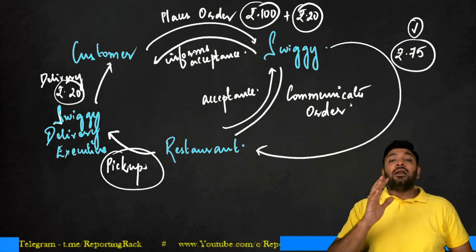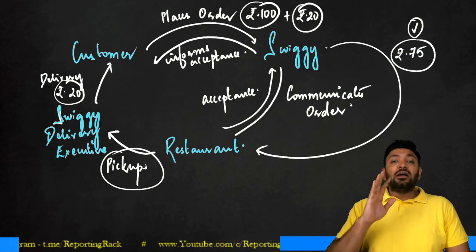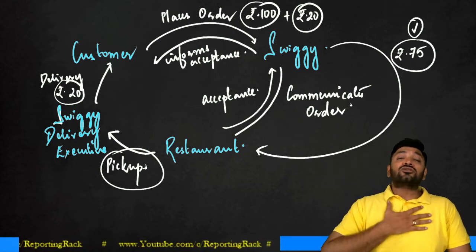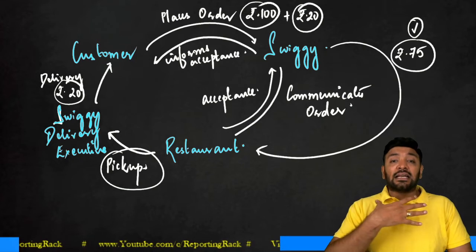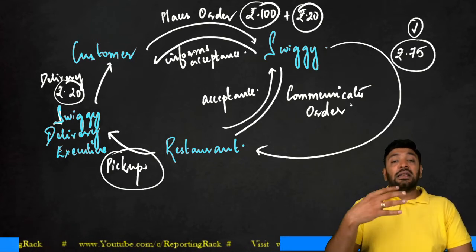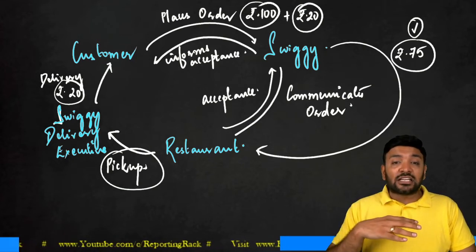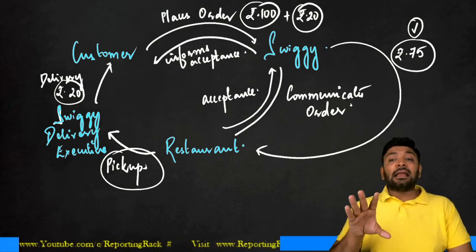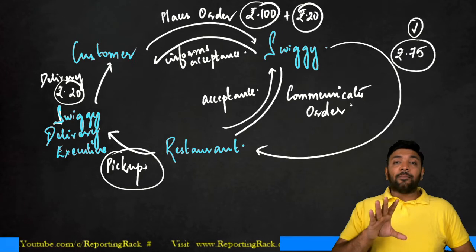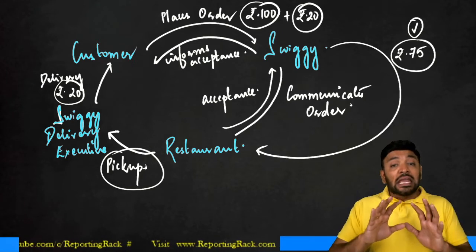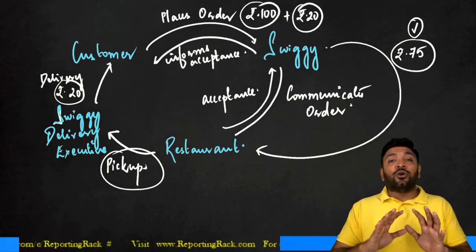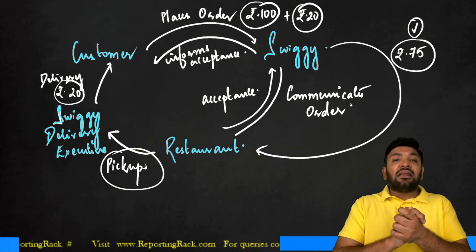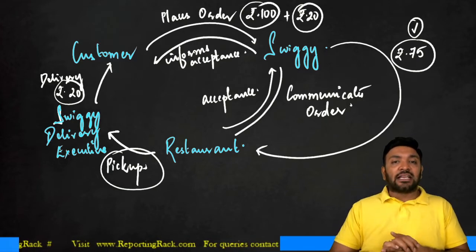Clear? Look at the restaurant's perspective. Though you might have ordered 100 rupees of an item, the restaurant is not actually recognizing revenue to the extent of 100. The restaurant will only recognize revenue to the extent of 75. That is because he is only getting 75 rupees from Swiggy. And that also, he will recognize not when the order is delivered to the customer, but immediately when the order is picked up by the delivery executive.